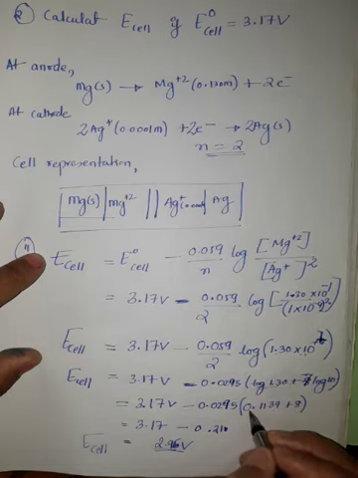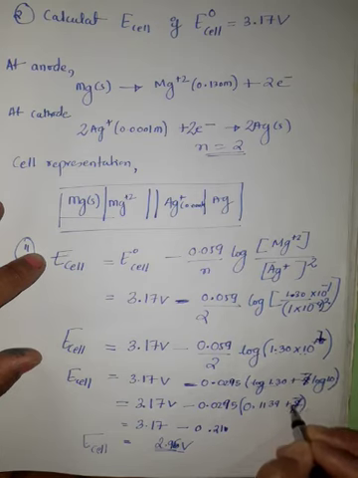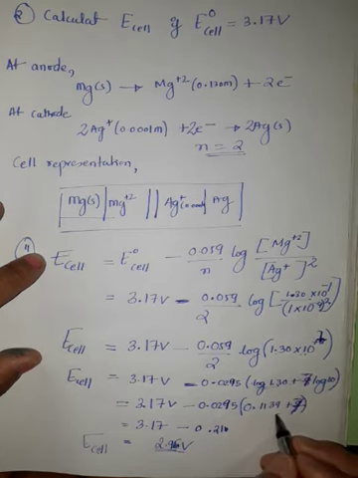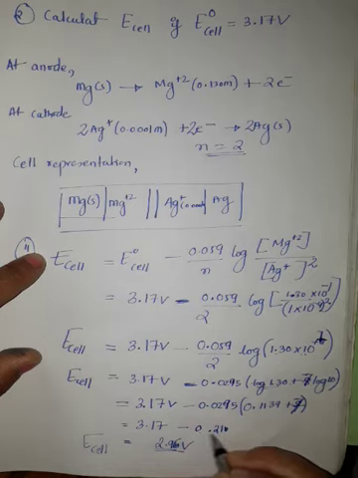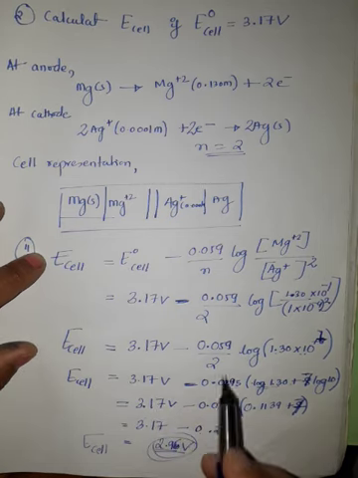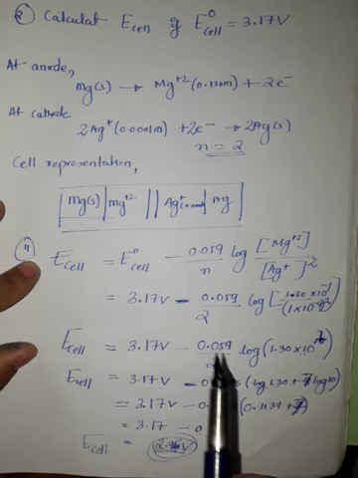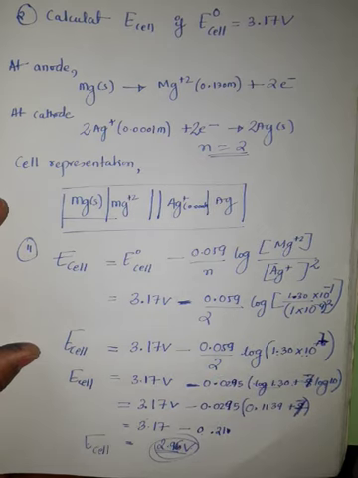After using the log table, the value of this one is 0.1139 plus 7. Now when we do the calculation, multiplication and addition, we get the value as approximately 0.21. This value subtracted from the other, we will get the value for E cell as 2.96 volt. So this is how we can calculate E cell from the Nernst equation for any cell at any concentration. Thank you.